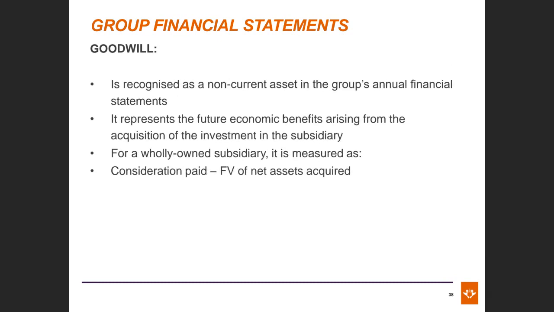So where is goodwill recognized in the financial statements? This is going to be recognized as a non-current asset in the group's annual financial statements. It represents the future economic benefits arising from the acquisition of the investment in the subsidiary. So it basically says, well, I'm willing to pay more for these assets than their fair value, because in the future, I know these assets will be used to generate a huge profit. Therefore, I'm willing to pay more, and therefore goodwill will result.